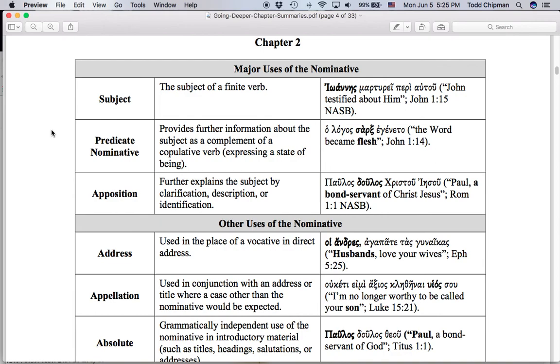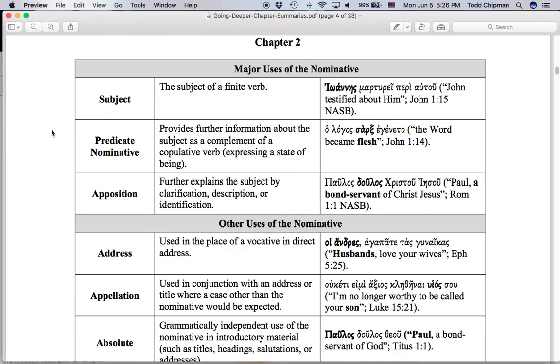Third would be a proper name. Look for a proper name, and it's likely the subject. So in that order, pronoun, articular noun, proper name, to identify the subject. And the others look for a predicate nominative or another type of nominative.